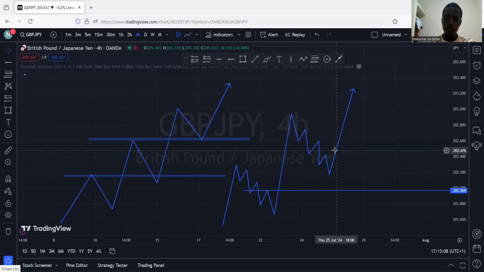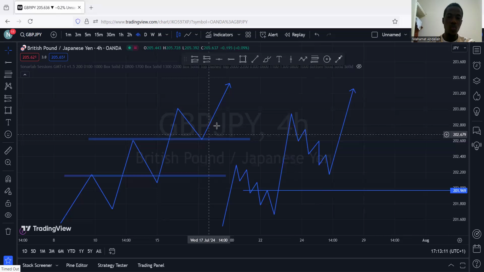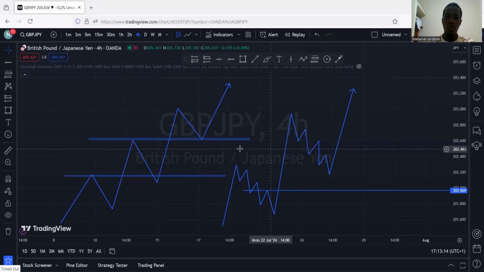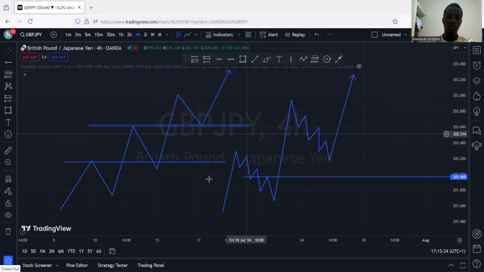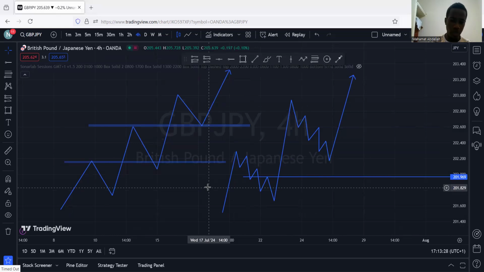So that's how you go about identifying the two different types of uptrend. You can either have straight up candles or you can have impulse and correction moves, right? Now the same thing applies to a downtrend. Let me just flip my chart and explain the same thing for a downtrend.